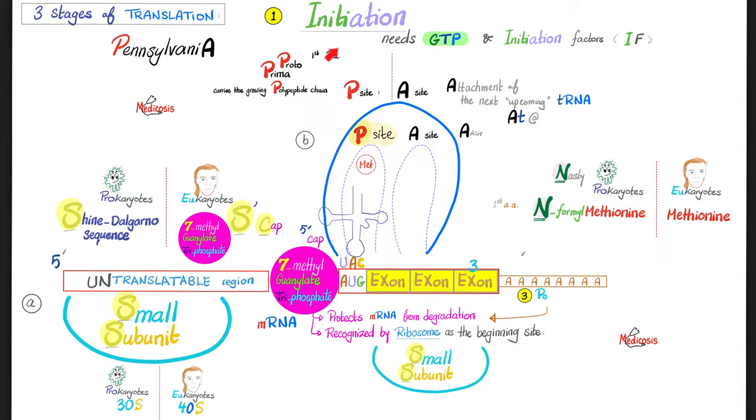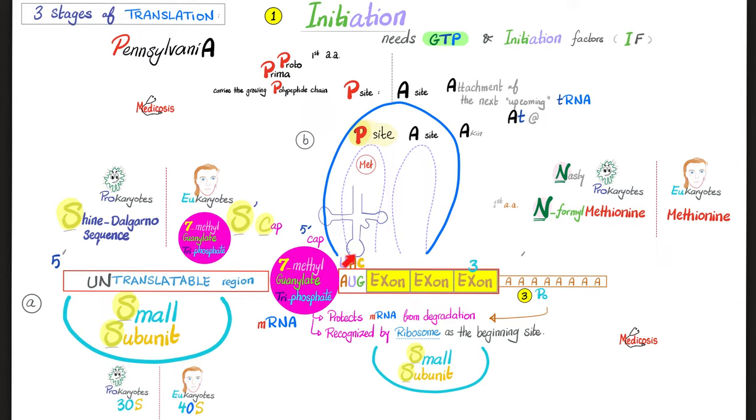What's the first step in initiation? The small subunit comes before the large subunit, and the small subunit will attach here to the beginning of the mRNA, even before the cap, in an untranslatable region. In prokaryotes, this region is known as the Shine-Dalgarno sequence. In eukaryotes, this is the good old 5' cap, which is the 7-methylguanylate triphosphate cap at the 5' end.